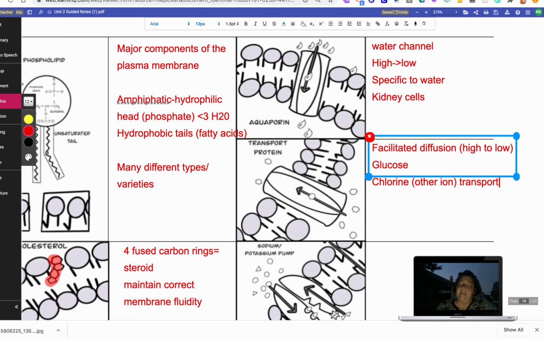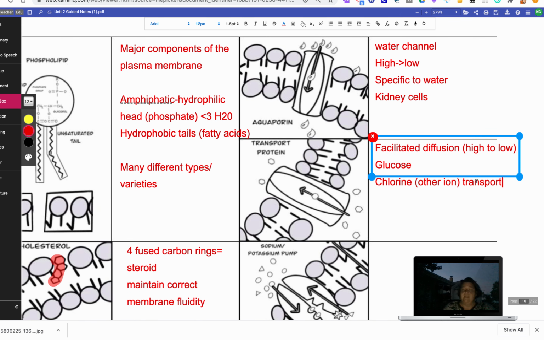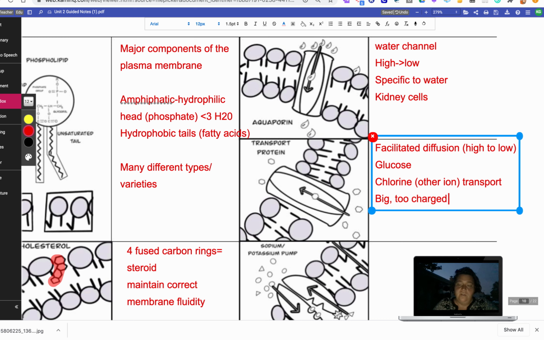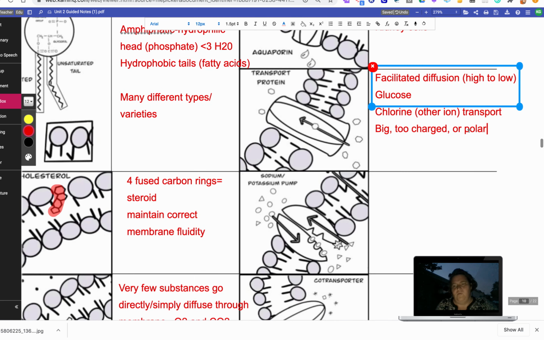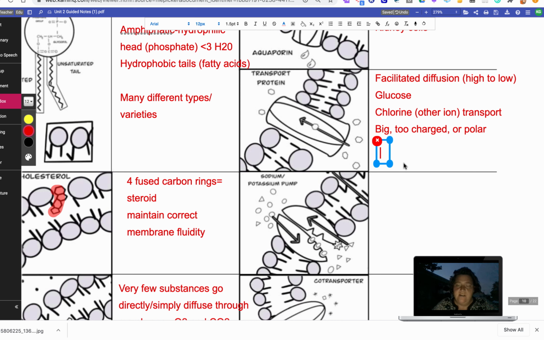Like what happens to bring in chlorine, which sometimes when it's mutated can cause cystic fibrosis, the chlorine transporter. But remember, it's still going high to low, so that's called facilitated diffusion. Usually things are going to be either too big, too charged, or generally polar. Sometimes if they're polar, they're going to be one of these other things too. Important thing to note here is still high to low, still facilitated diffusion, no energy required.